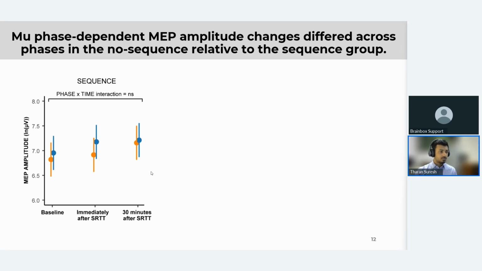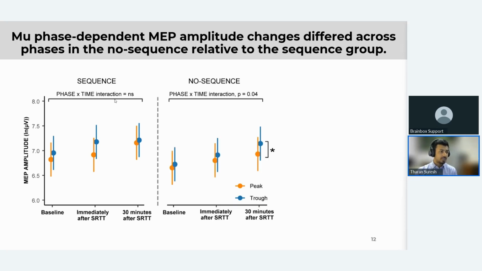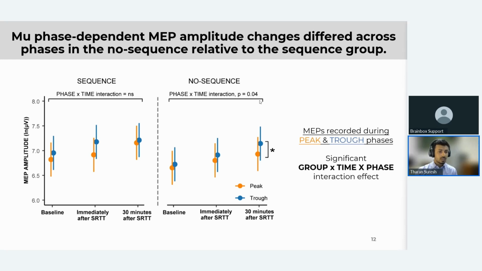For the sequence group, we do not see a phase by time interaction when we look at it, while we see that in the no sequence group there is an interaction between phase and time. So this model that I'm plotting here is a follow-up to the original group by time by phase three-way interaction that was being driven by changes in baseline to 30 minutes after. So this indicates that the MEP amplitudes change differently across the phases between the groups. And this representation is by splitting the groups and visualizing that.